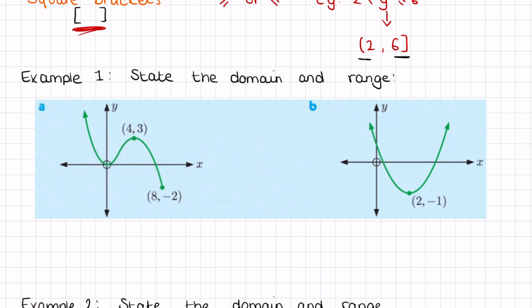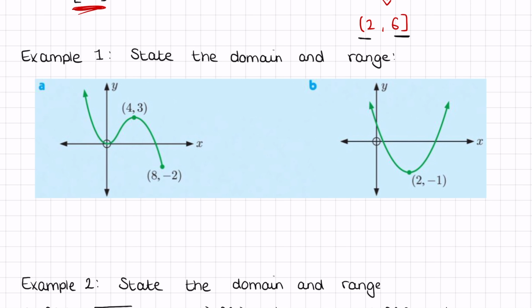Example 1 here, we want to state the domain and range of these functions. For part A, we need to remember that domain is all possible x values. Looking at this graph in part A, you'll see there's an arrow at this edge, I've just circled it in orange. That means it's going to carry on indefinitely, so it's going all the way to negative infinity. At the other end, you'll see it's a closed in dot, which means it is stopping at that value and it includes that value, and that value is the 8.